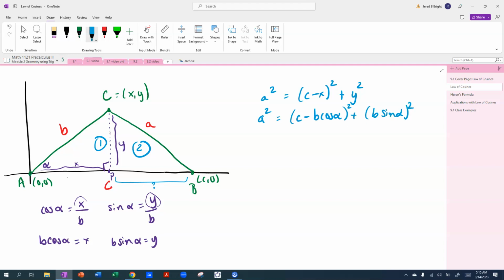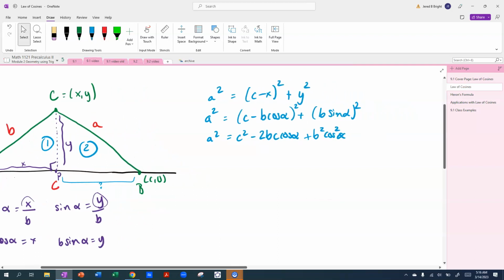And now if I expand that, I get a squared is equal to c squared minus 2bc cosine of alpha. That is not squared, just kidding. And then plus b squared cosine squared alpha, and then finally plus b squared sine squared alpha.